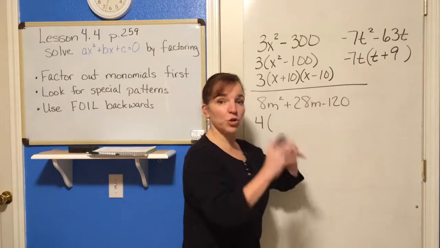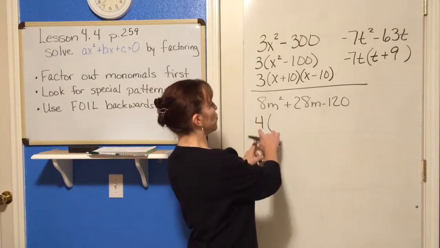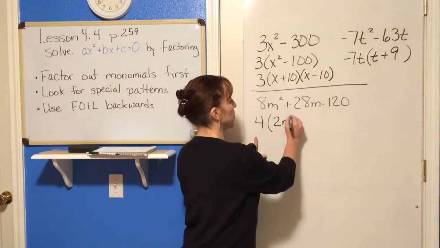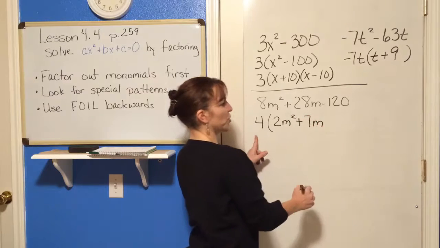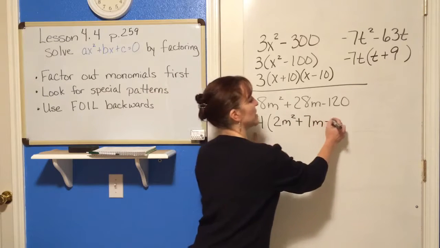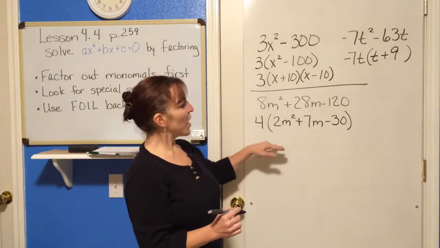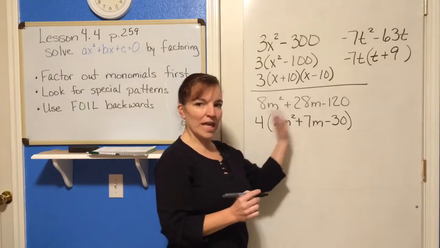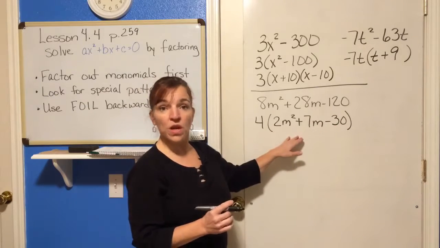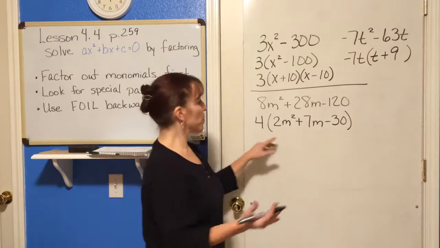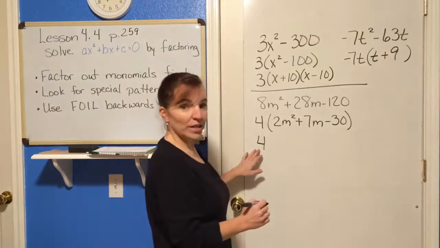If you don't take it out of every term, then you haven't done it properly and you won't get the right answer. So 4 times 2m squared plus 4 times 7m is your 28, plus 4 times negative 30. And so now you can see, okay, there's nothing else in common. We can't pull anything else out, but now we have one of those trinomials that we simply need to factor. So don't forget to move your 4 down. That is part of your answer.